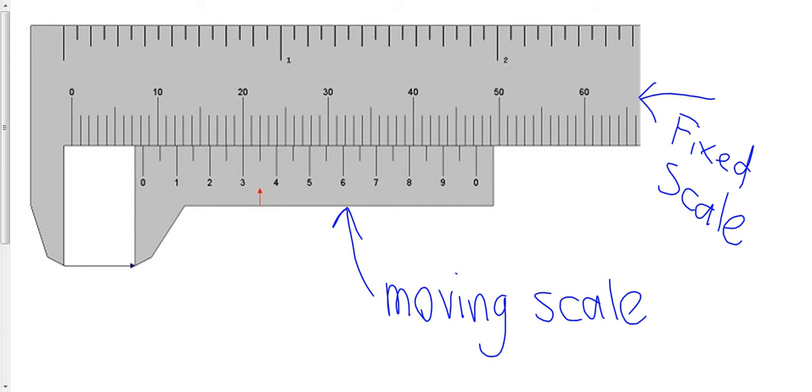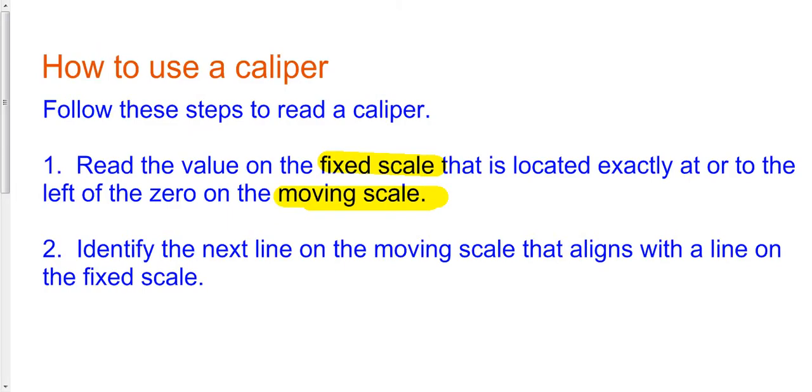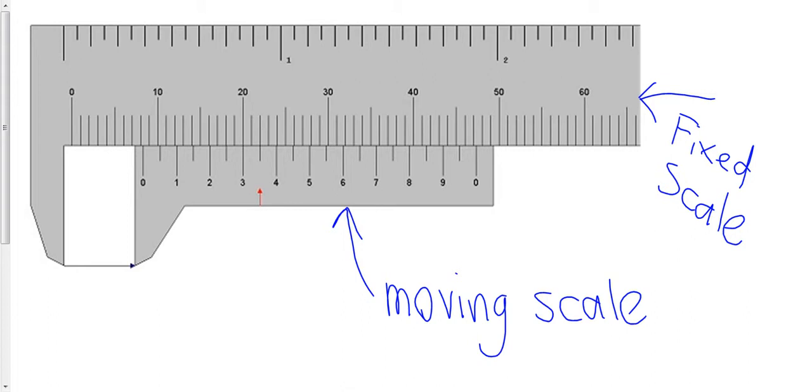So if we go back here, we have a look at our first instructions. It says read the value on the fixed scale that is located exactly at or to the left of the zero on the moving scale. So let's have a look at this caliper. If I look at the moving scale, I look at the zero. Here's the zero on the moving scale. And where does that line up on our fixed scale here? Well, that lines up right in here.